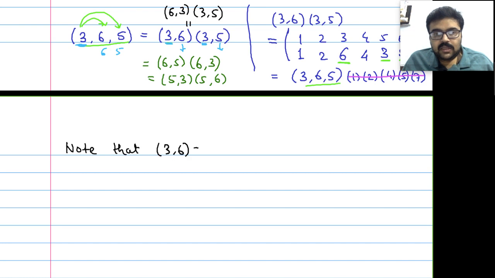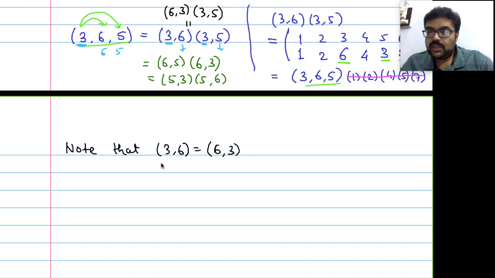(3 6) is the same as (6 3). Why? What is this? The permutation (3 6) fixes all other elements, that means it is identity on all the other elements. 3 goes to 6 and 6 goes to 3. What about (6 3)? It says the same thing: 6 goes to 3 and 3 goes to 6. So 6 and 3 are interchanged.